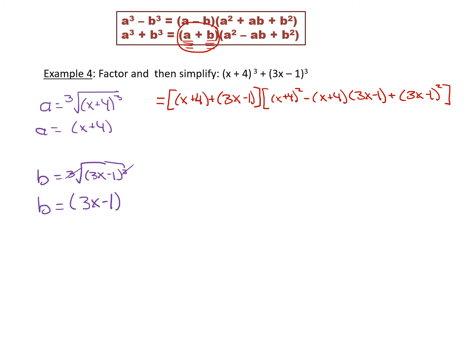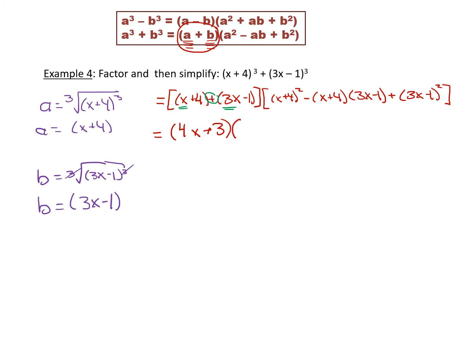So here's where we just are collecting like terms. In my first bracket, this is a plus sign, so I'm just going to drop the brackets. I have an x and a 3x. That's going to give me a 4x. So let me just open a new bracket here, 4x, and then my constants are 4 minus 1, that's 4x plus 3. So there's my first bracket, that was easy.